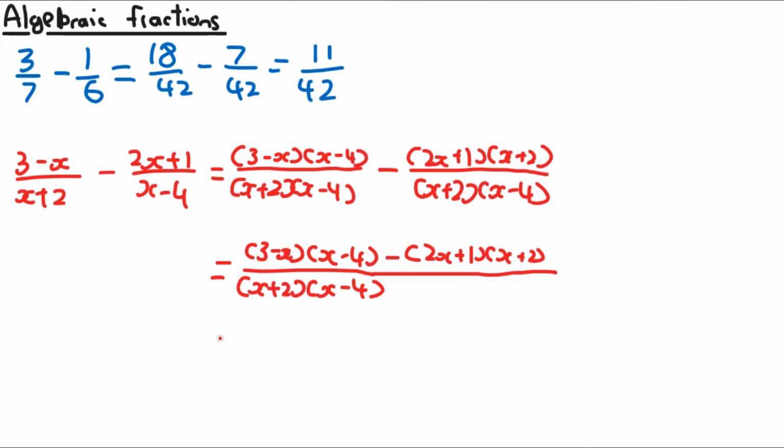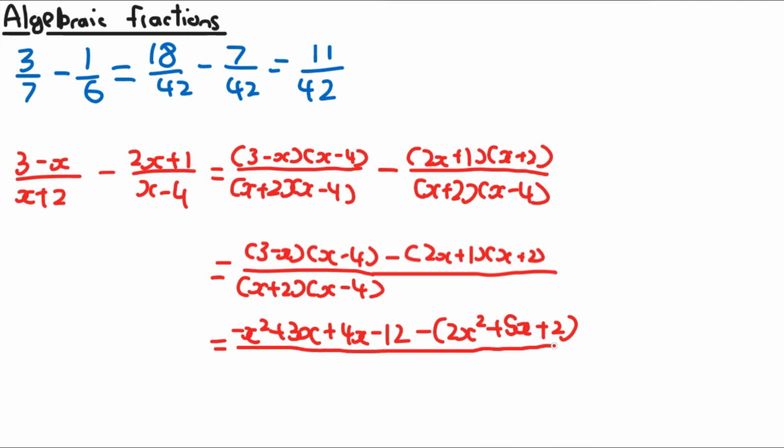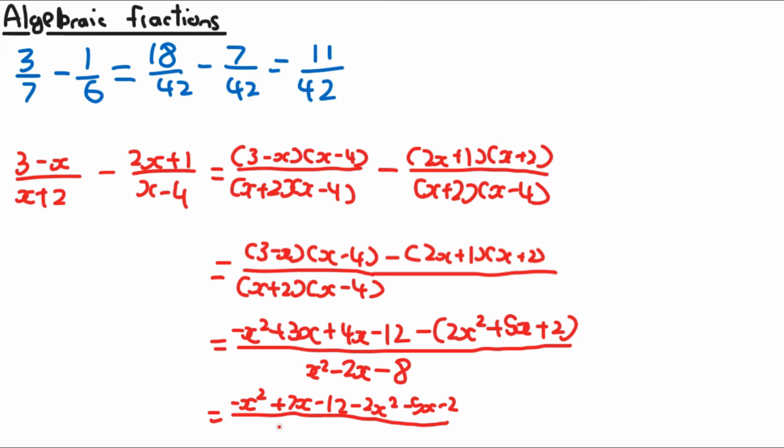And then we can simplify this by expanding the brackets, and this is all going to be minus x squared plus 3x plus 4x minus 12 minus, and then this bracket expanded is going to be 2x squared plus 5x plus 2, and this is going to be over x squared minus 2x minus 8, and we can simplify this to get minus x squared plus 7x minus 12 minus 2x squared minus 5x minus 2 over the same fraction, x squared minus 2x minus 8, and then we can simplify this by collecting like terms to get minus 3x squared plus 2x minus 14, and this is all over x squared minus 2x minus 8.